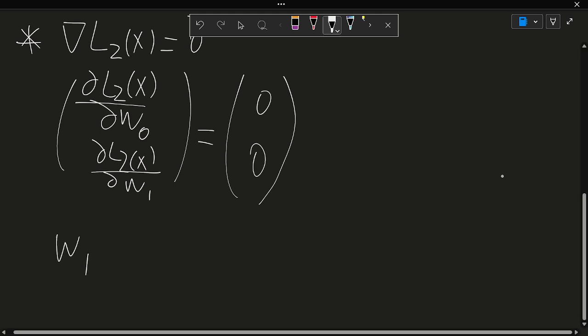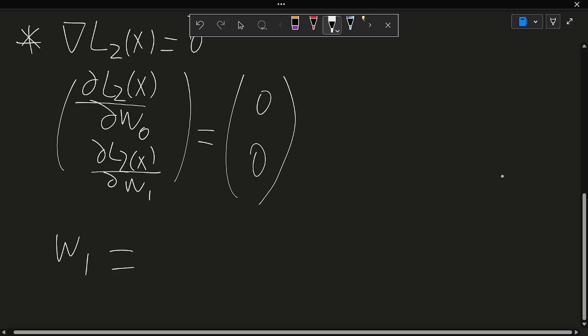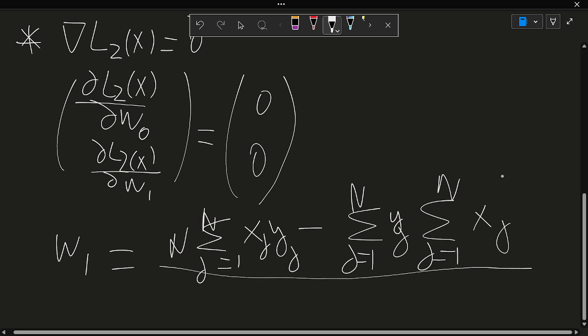The answer for W1 will basically be, it's such a messy result, right? Xg, Yg, minus the sum of Yg and the sum of 1 and xg. It's a messy result, but I guess we don't care about that.